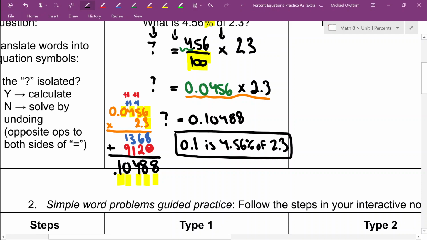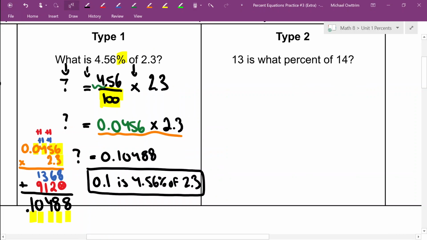Now, if we just think for a second, does this make sense? Well, I know that 10% of 2.3 is 0.23. Half of that would be 5%, so half of 0.23 is going to be 0.115. So 0.1 seems like a pretty close number to 0.11. And so my guess here is seeming like it makes sense.